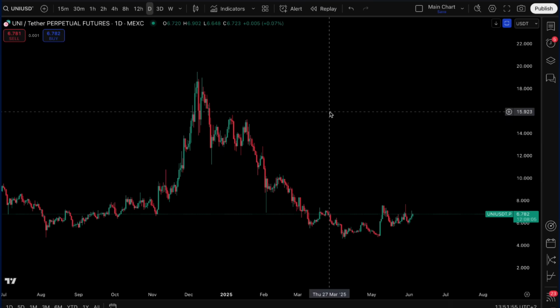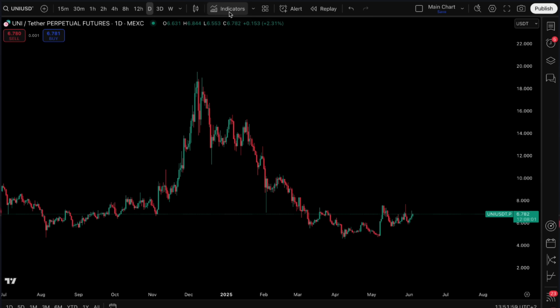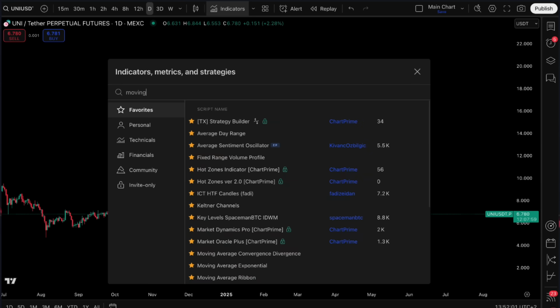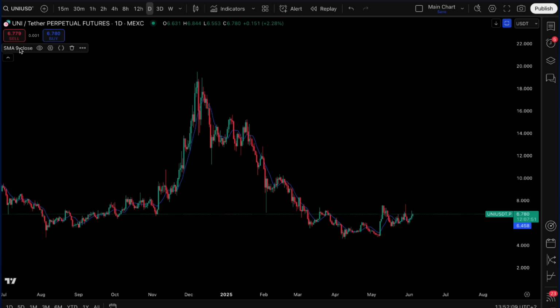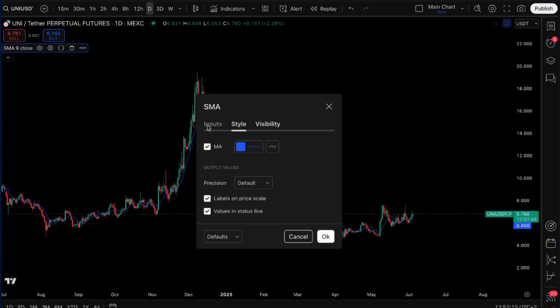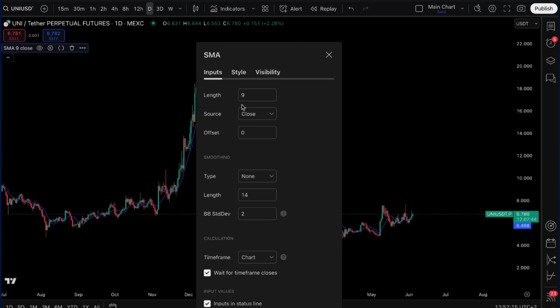So the first thing you're going to do is go to indicators. You're going to type in moving averages and you're going to highlight moving average simple, and you're going to click that. Make sure that is added onto your chart. Then it is automatically going to appear in the drop-down menu on the top left-hand side of your TradingView. Now what you want to do is click on settings, the settings cog. Then you're going to go to the length, 50.